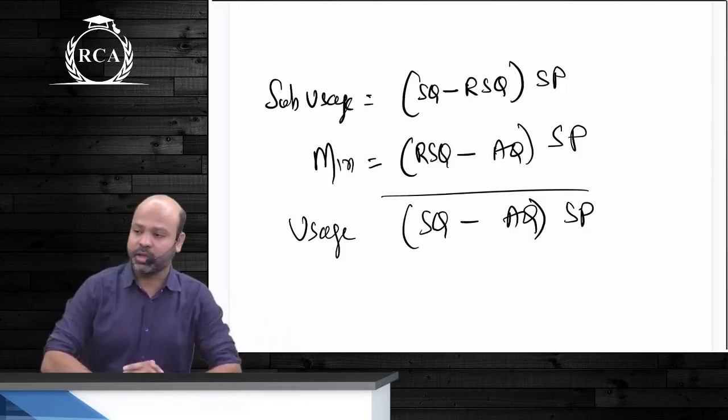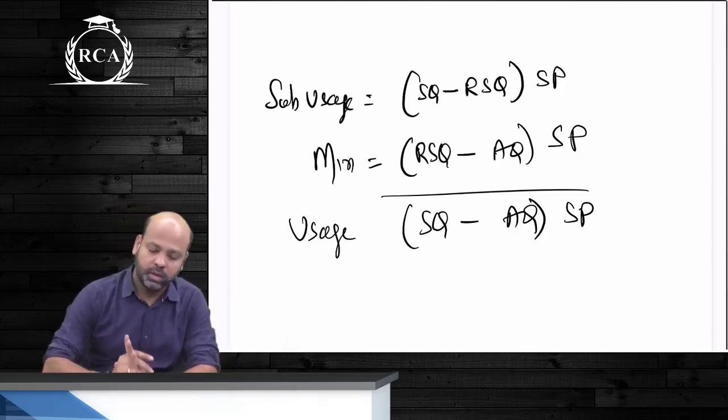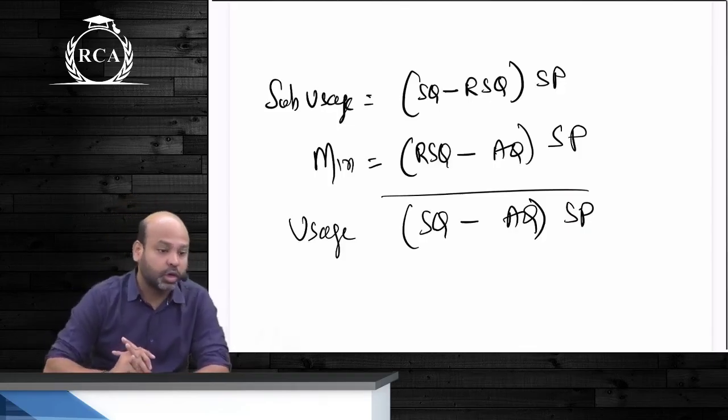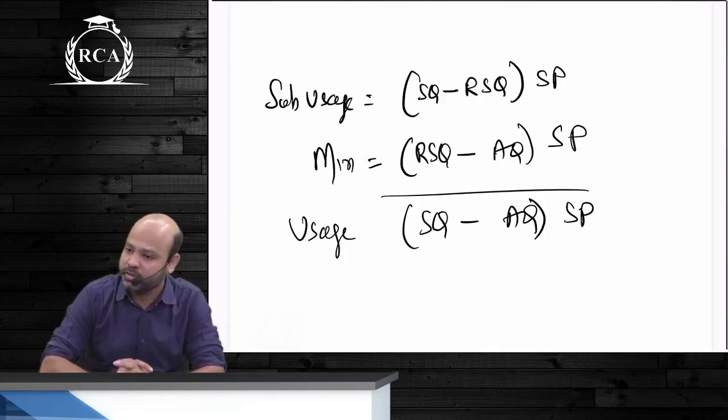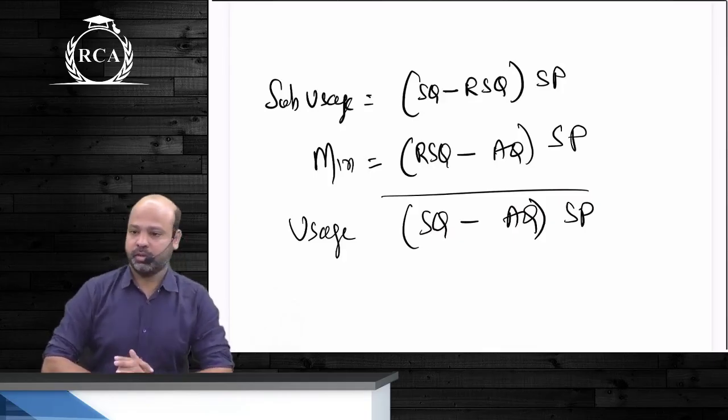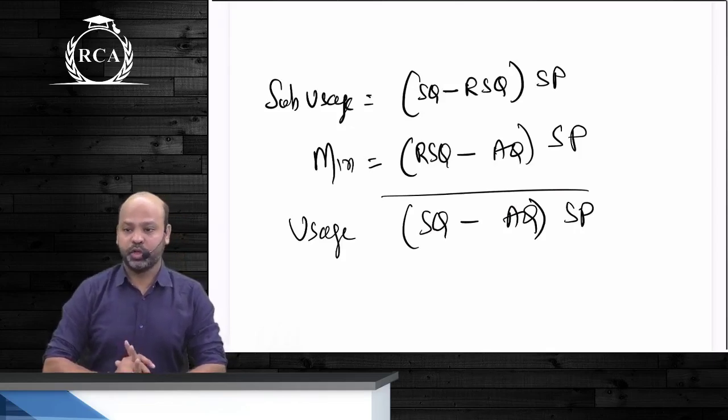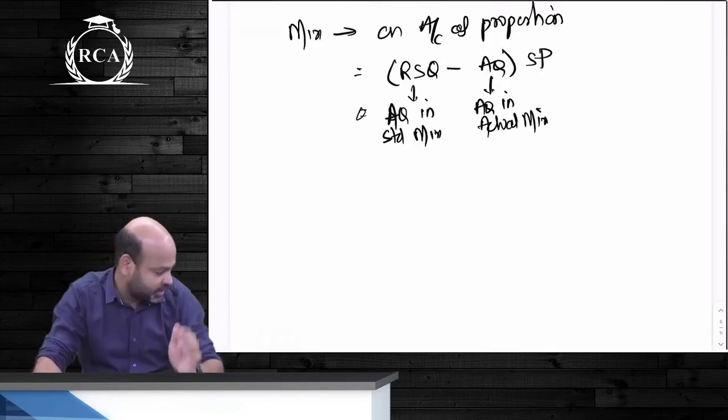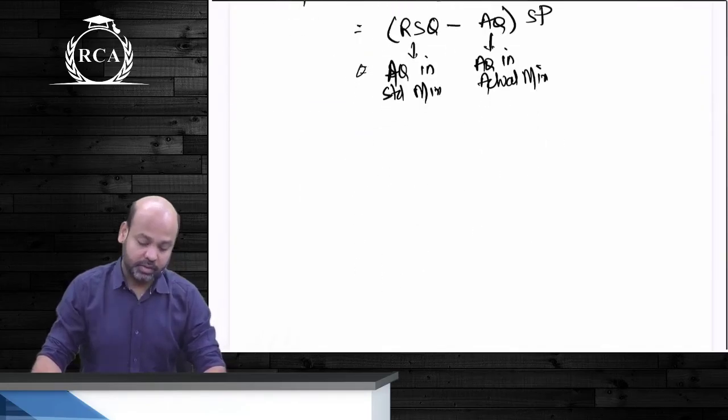Why does sub-usage variance come? We ended up changing the total quantity. Yes or no? Why does mix variance come? You change the proportion. Are we clear? Yes, beta. Are we all clear about this now?